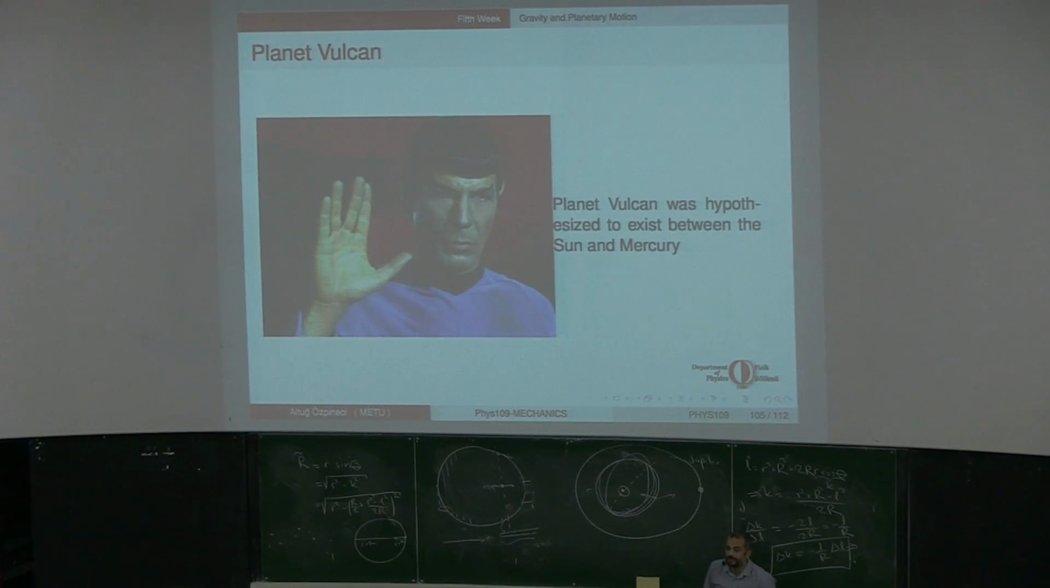Well, of course, later on we could explain the anomalies in the orbit of Mercury using Einstein's general theory of relativity. We don't need any Vulcan planet anymore.